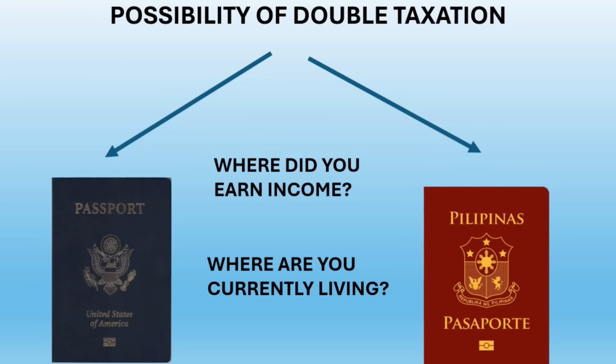Second reason is the possibility of double taxation. For the possibility of double taxation, there are 2 questions that must be asked. First, where did you earn your income? And second, where are you currently living? As a general rule, you may be required to pay taxes in both countries, regardless of where you live and work if you are a dual citizen, but there are exceptions.